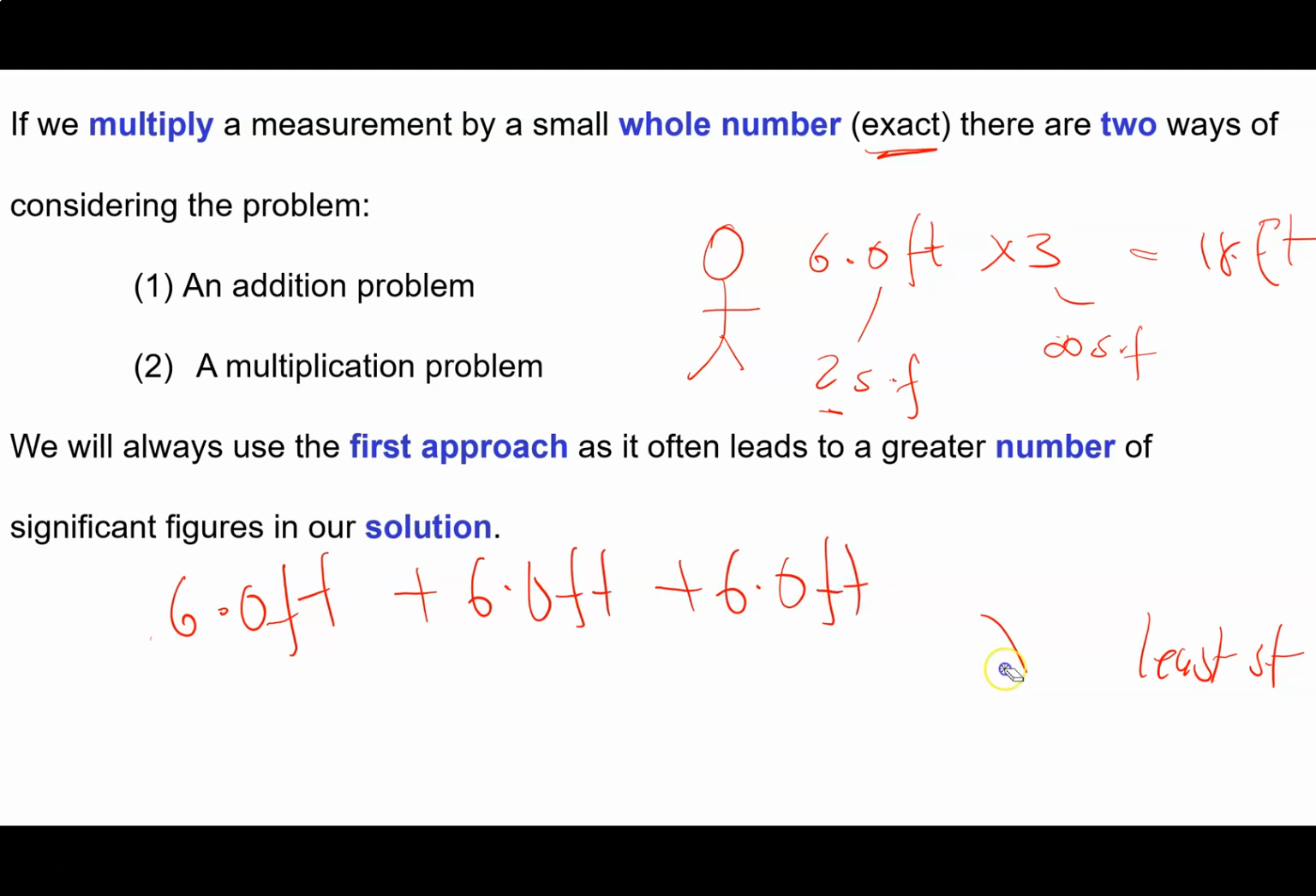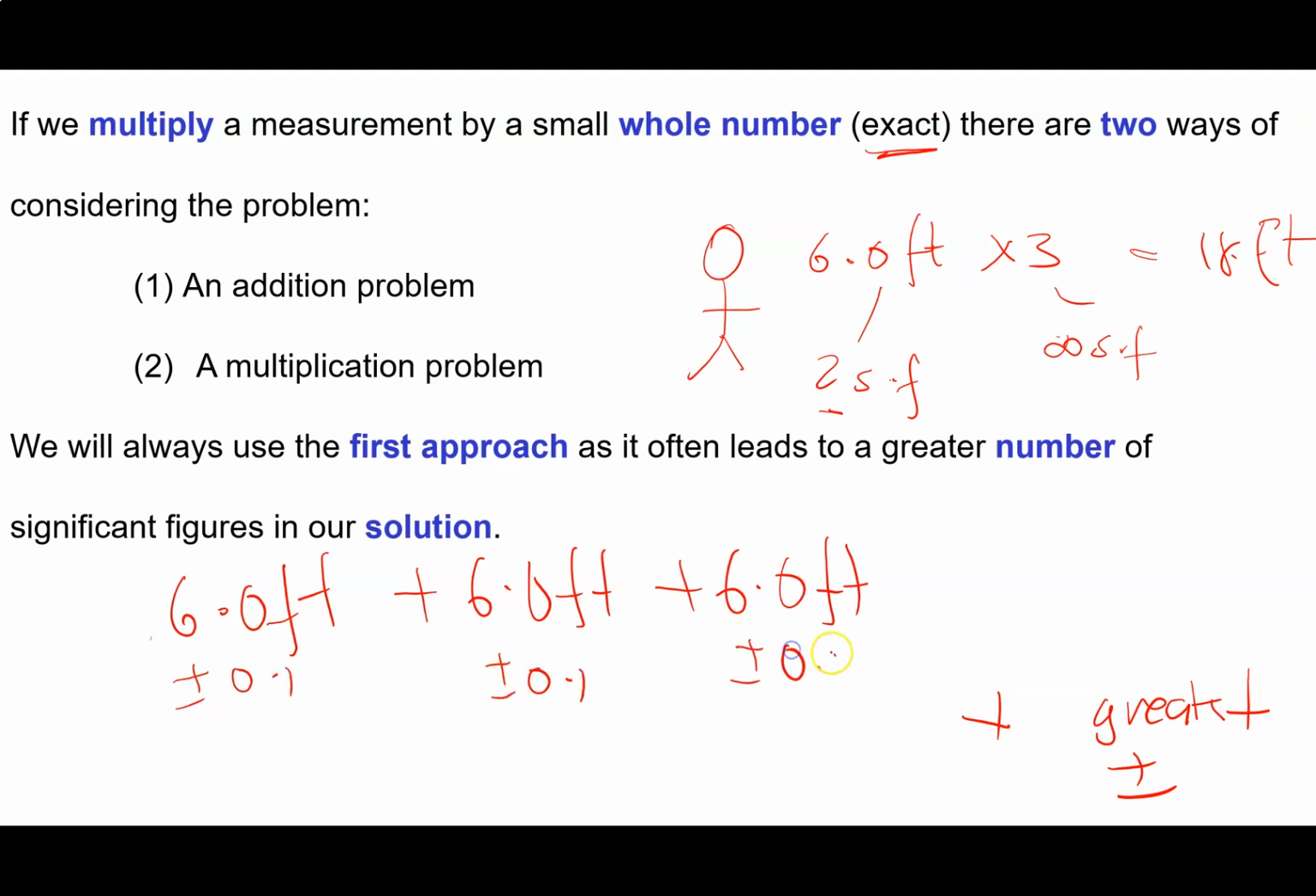All right. Now, when I treat it as an addition problem, when I add numbers, I got to go with the greatest uncertainty. So this number is plus or minus 0.1, and this number is plus or minus 0.1, and this number is plus or minus 0.1. So I need to give my answer to the 0.1s. So that would be not 16, 18.0 feet. So I've done the same problem in 2 ways.